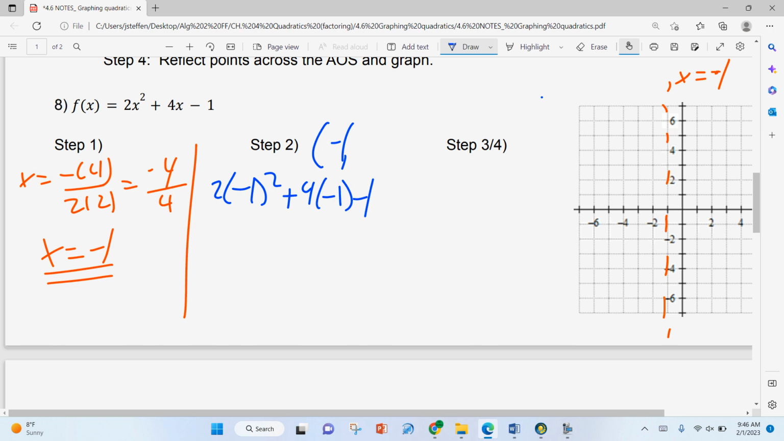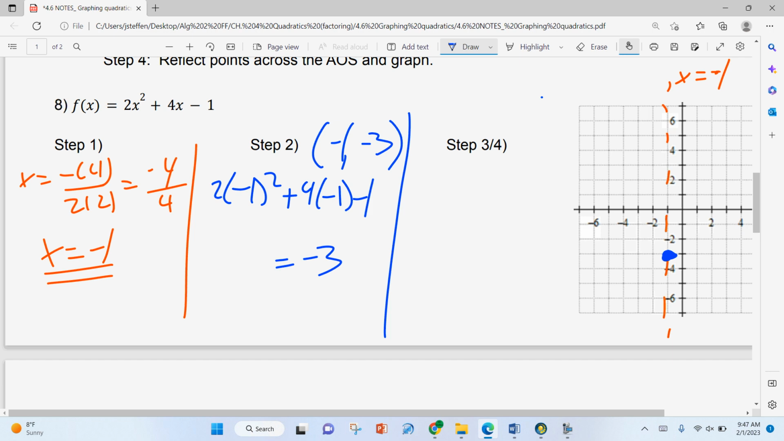Again, I personally plug that in my calculator because I'm lazy. And that gives me -3. So my vertex is at -1, -3. Make sure that's right, because if you miss that, it's going to mess up the rest of your equation, and I hope it's right. I'm going to go off on faith.